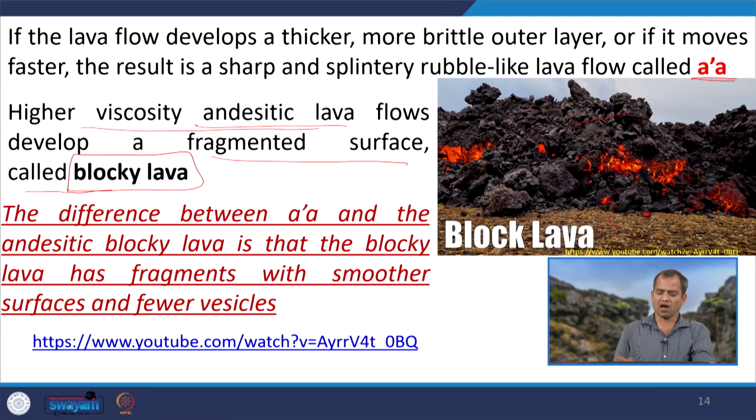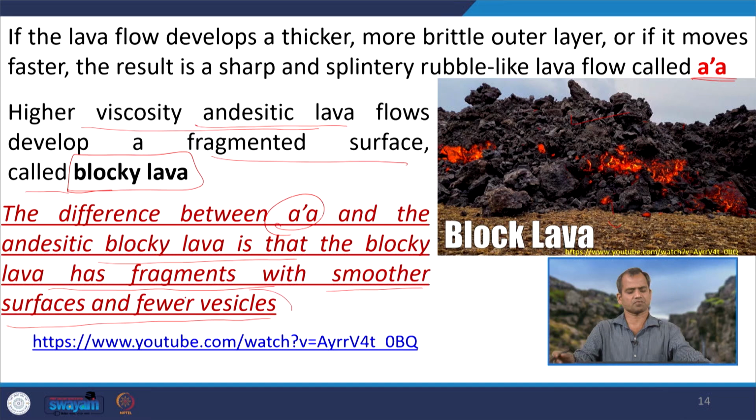The difference between AA lava and this andesitic blocky lava is that the blocky lava has fragments with a smoother surface and few vesicles. So, this is the difference. One is the AA lava, another is the blocky lava, which has a smoother surface with few vesicles. And AA lava, which is also related to blocks, does not have a smooth surface. It is a sharp, torn-like surface. You put your hand on it and your voice automatically comes out.